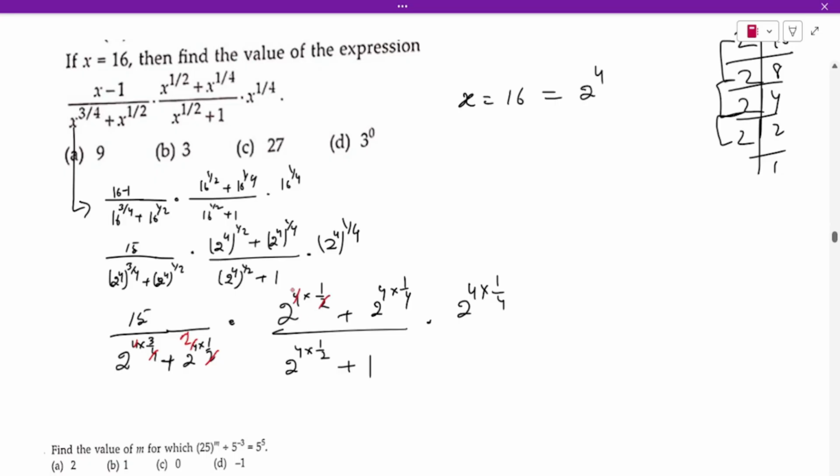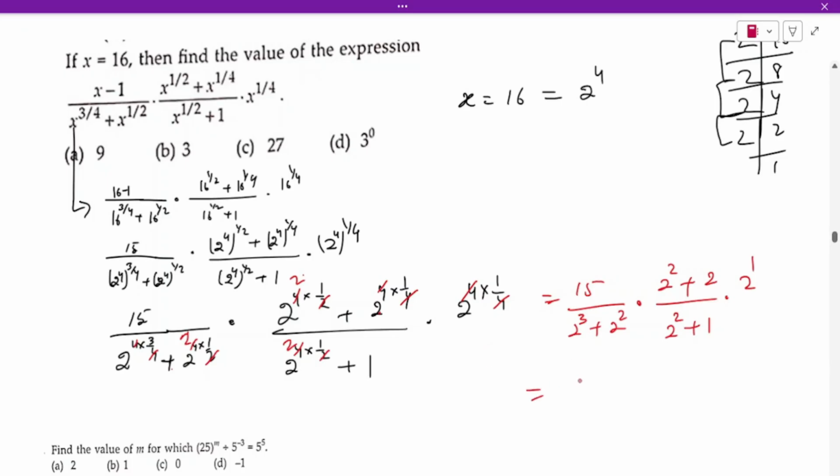The same way here, 2 cancelling 2 times, here 4 cancelled, here 4 cancelled, here 2 is cancelling 4 by 2 times. So we're left with 15 over 2 to the power 3 plus 2 to the power 2 into 1 is 2, and then multiply, this is 2 to the power 2 into 1 is 2, plus 2 to the power of 1 divided by 2 to the power of 2 plus 1 times of 2 to the power of 1.